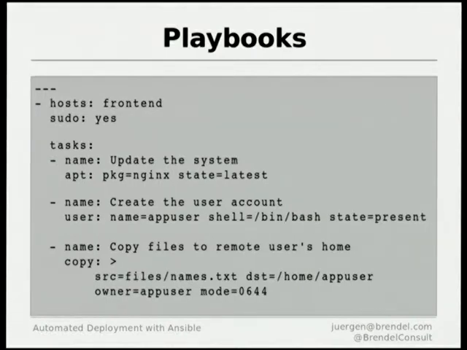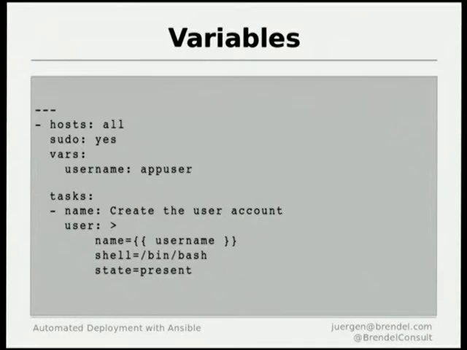And down there at the bottom, I'm taking a file and copying it from my local machine to the target machine. You can use template processing along the way to fill in certain things. There are some variables that you can use. I'm defining a variable there, username, app user. And down there, I'm referring to this variable in my playbook. But of course, it's not very interesting to just define your variables up here and then use them down there.